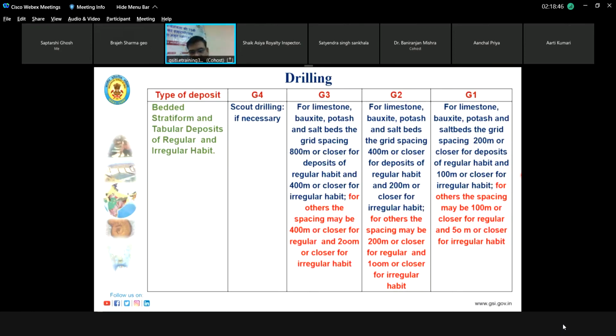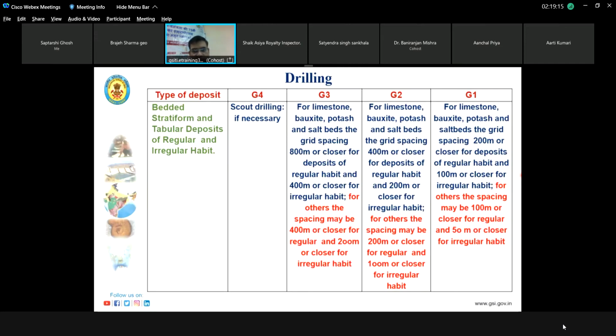Okay, actually, I am repeating again. My mine is a 50 hectare area. How do I identify the exploration stages G1, G2 and G3 for limestone? Are you a mining company? Yes.